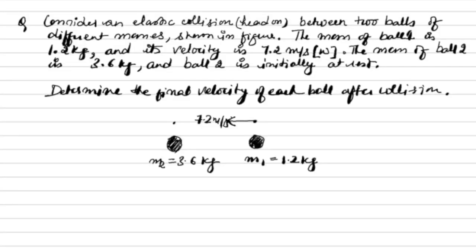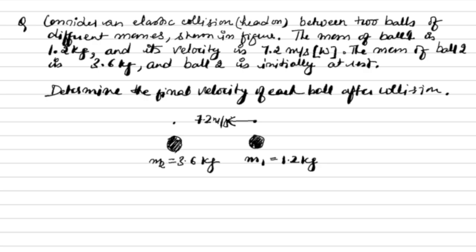So let's have more questions on collision. Consider an elastic collision head-on between two balls of different masses. They have different masses here, 3.6 and 1.2 kg, shown in the figure. The mass of ball 1 is 1.2 kg, its velocity is 7.2 meters per second westward, so it is towards the left. And the mass of ball 2 is 3.6 kg. Ball 2 is initially at rest, so the initial velocity is 0.